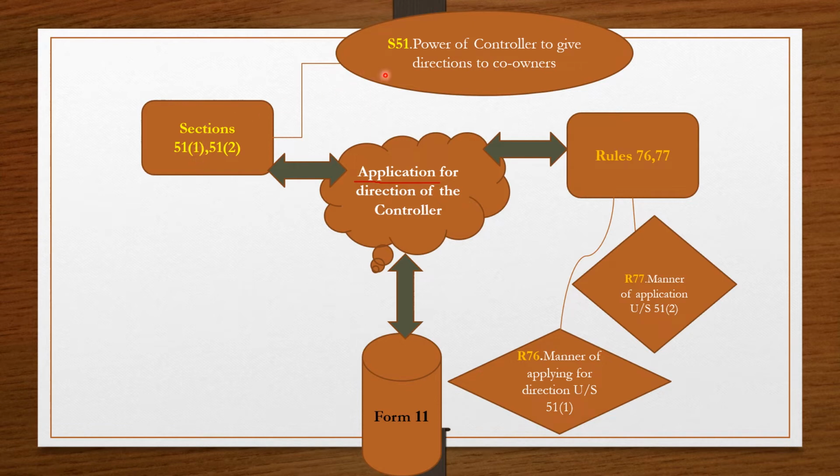Section 51 has the title power of controller to give directions to co-owners, where co-owner is a new word here. We will discuss it further. Then rule number 76 is manner of applying for direction under section 51 subsection 1, and rule number 77 is manner of application under section 51 subsection 2. Okay, so better you try to remember this whole slide, so whenever any question related to this is asked, you can very well answer it. Okay, so let us proceed.